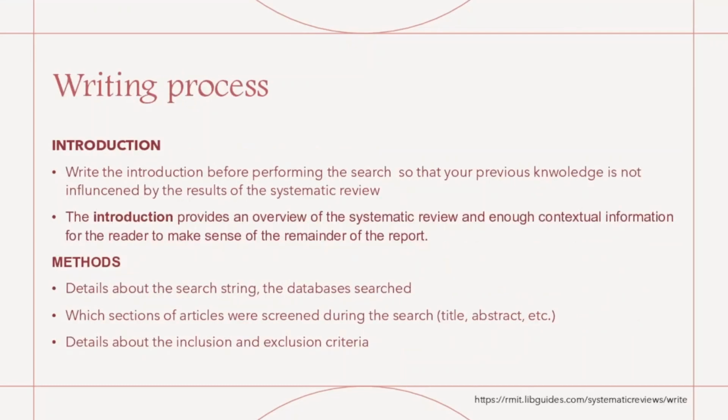So let's go to the writing process of a systematic review or of a review in general, because these are the sections which can be applied to all review articles. There is an introduction, which should be written before performing the search so that your previous knowledge is not influenced by the results of the systematic review.